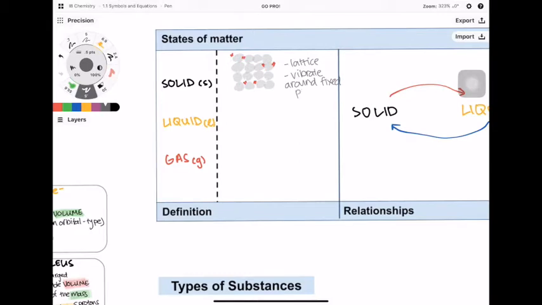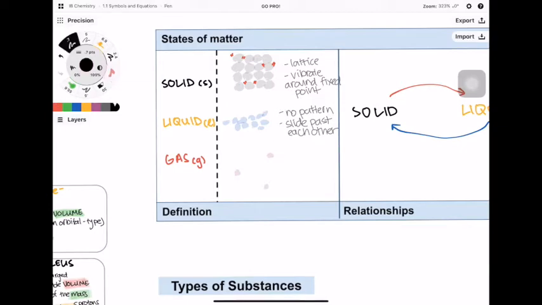So I've drawn the particles in a solid. Again, they form a very regular pattern. We sometimes call it a lattice pattern, and they vibrate around a fixed point. Liquids, as you probably already know, there's no particular pattern in their arrangement, and their motion can be described as being able to slide past each other.